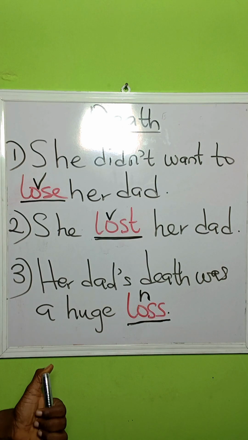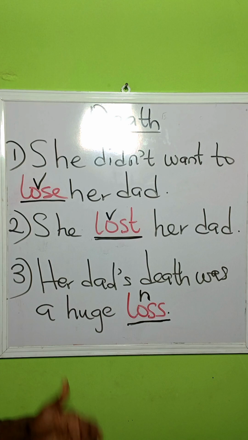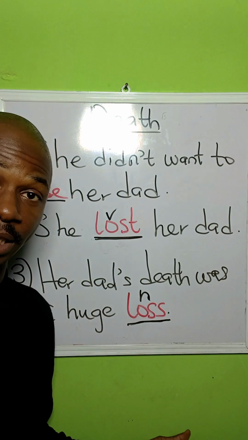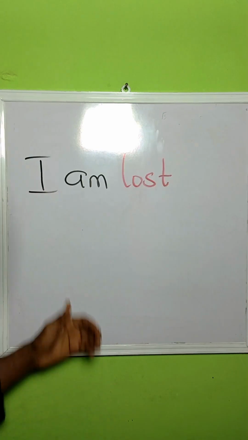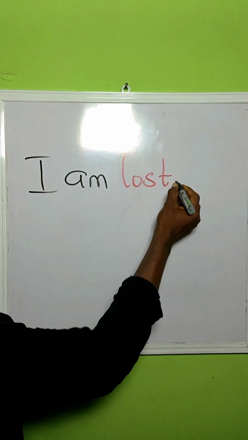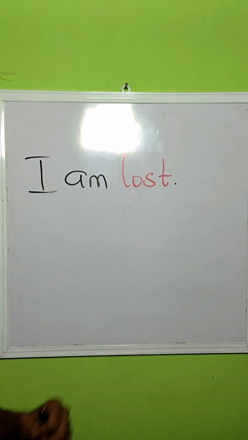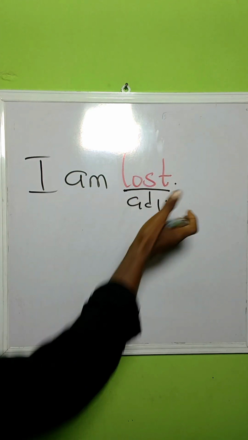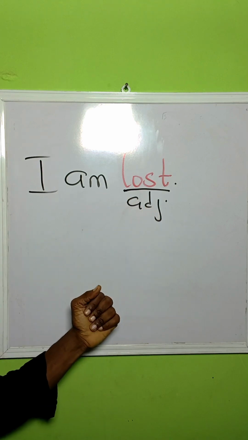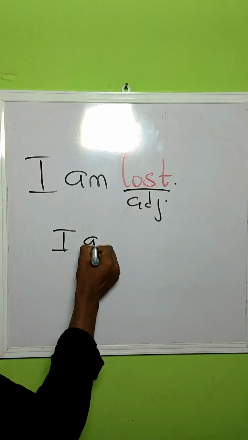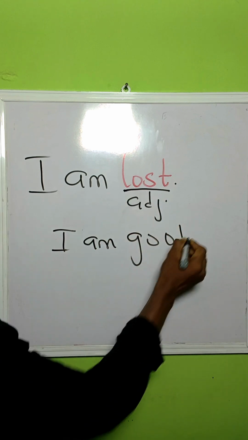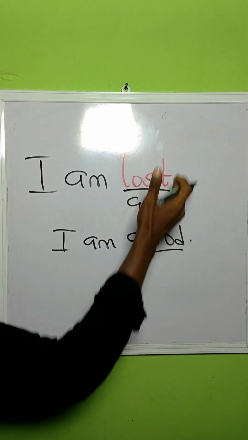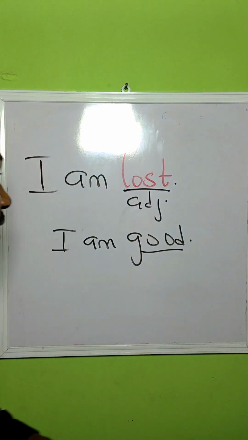Now let's look at loose. But before we do, I have something to say about lost, because lost can also be an adjective. Like I said, in the sentence I am lost, lost is an adjective. Just like you can say I am good, and good is an adjective. So I am lost: lost here is used as an adjective.